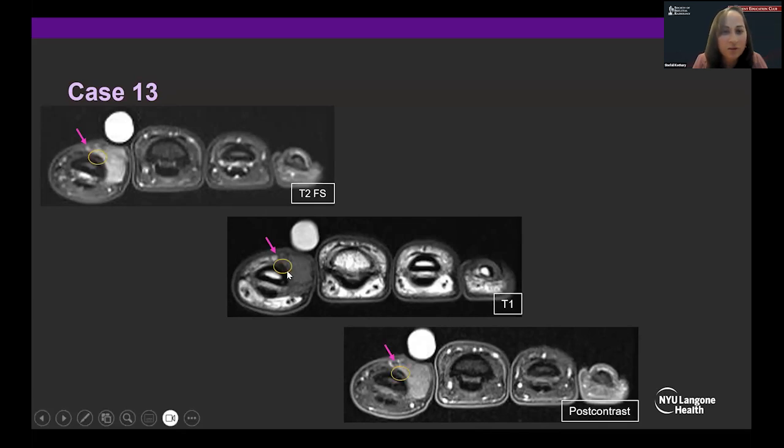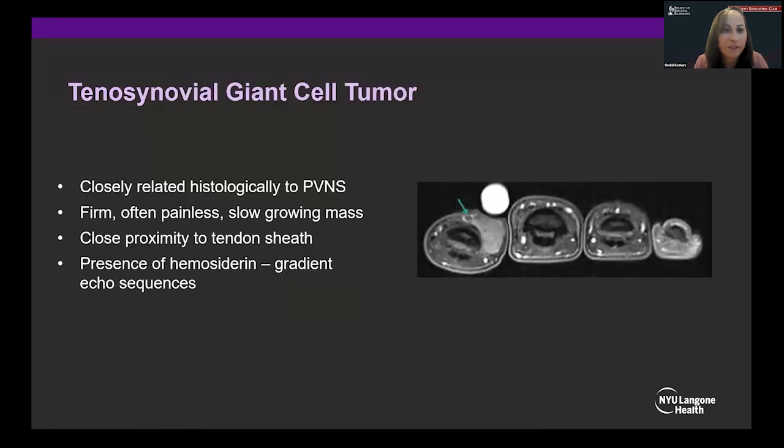Again, this is just showing that proximity to the extensor tendon. So as many of you indicated, this is a tenosynovial giant cell tumor or giant cell tumor of the tendon sheath. It's closely related histologically to PVNS. So these are often firm masses, but they're usually painless and slow growing. And as we said, they're in close proximity to the tendon sheath, which helps to make the diagnosis.